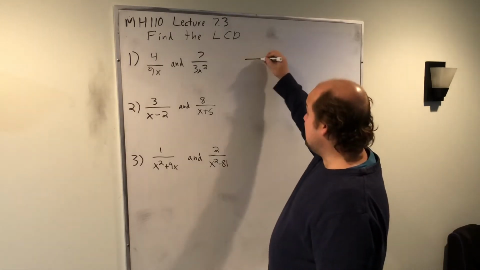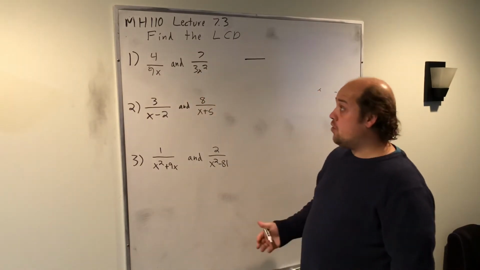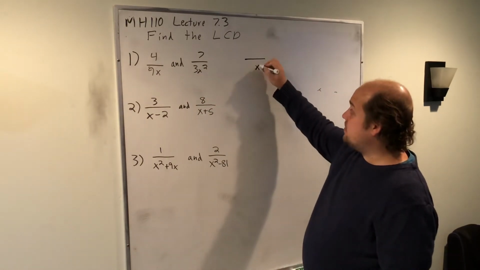So whenever I find an LCD, when it's got one term on bottom like this, I look for the highest power of x, and that has to be included.